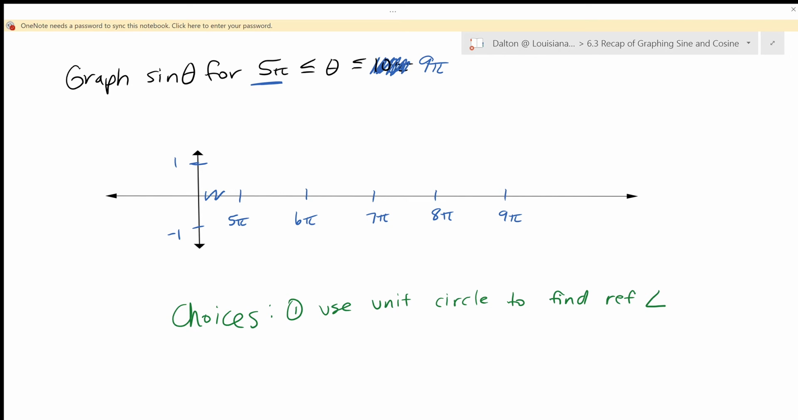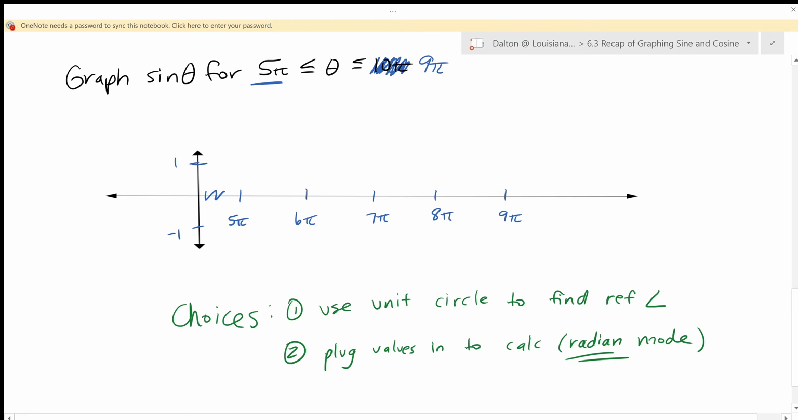Number 2 is plug values in to calculator. Make sure you're in radian mode. Okay, radian mode. So what I mean by that is, like I said, your values are only going to be -1, 0, and +1, which means if you plug 5 pi in the calculator, so let's do that.